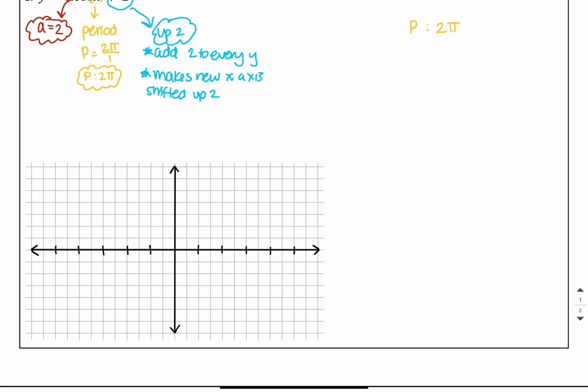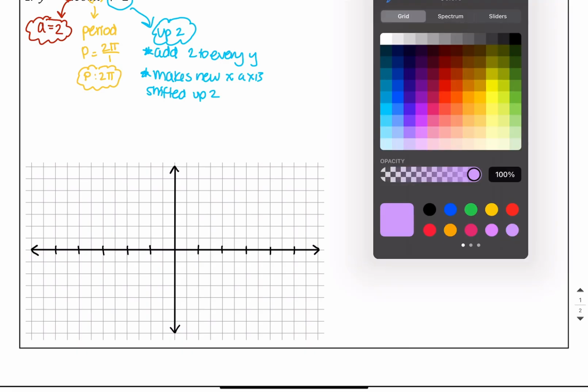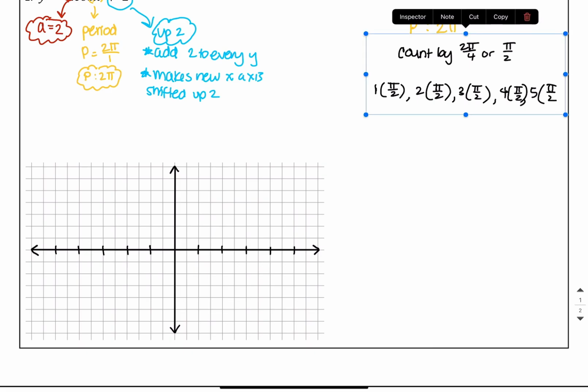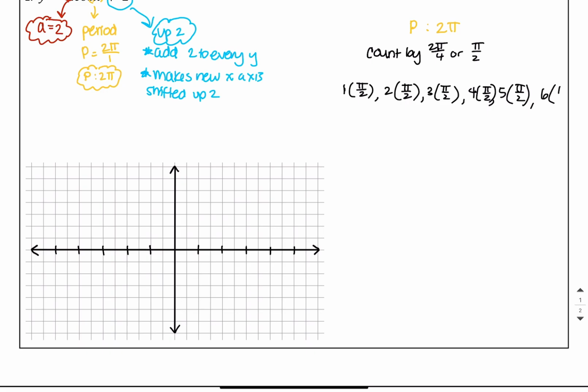I know the period is 2 pi, so I'm going to count by 2 pi divided by 4, or pi over 2. Which means the first thing on my scale is going to be 1 times pi over 2. The second tally on my scale is going to be 2 times pi over 2, then 3 times pi over 2, then 4 times pi over 2, then 5 times pi over 2, and then 6 times pi over 2. I think that's all that's going to fit. So my scale is going to be pi over 2.